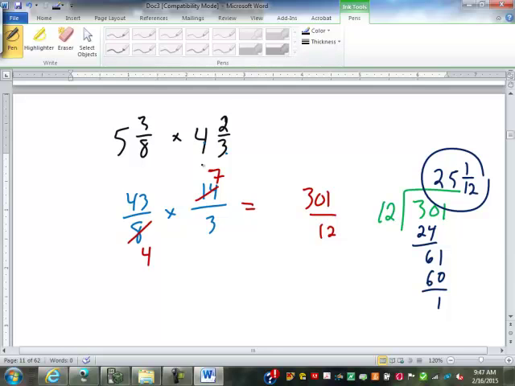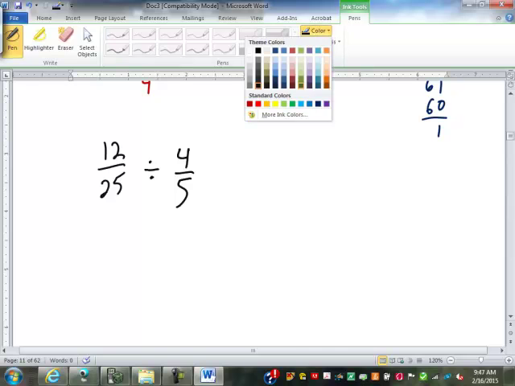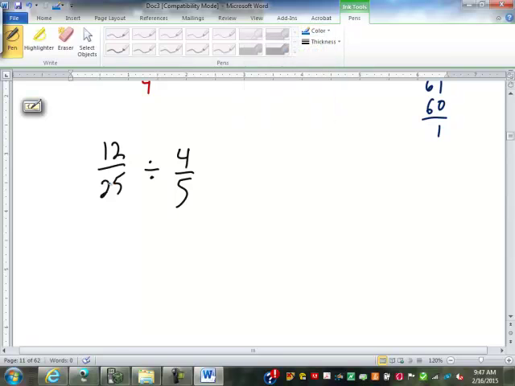Now, let's look at dividing. We've said that division and multiplication are really the same operation. It's just one's forward, one's backwards. So when we multiplied straight across, does that mean when we divide, we can just divide straight across? No. Can we do here 12/25 divided by 4/5?